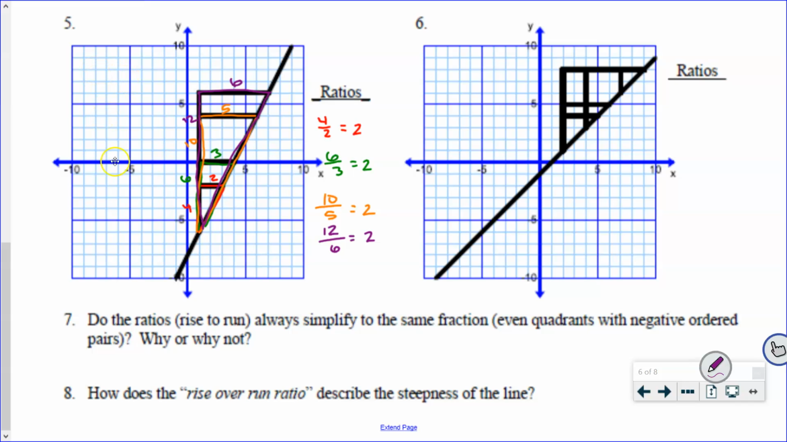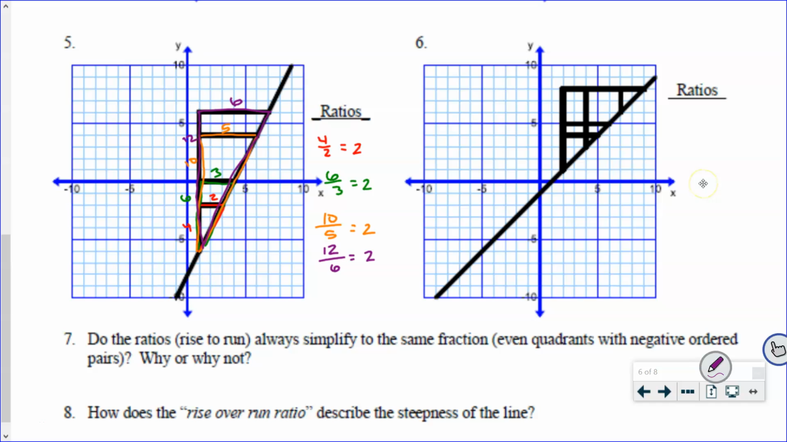Number 5. I have a rise of 4 and a run of 2 for my smallest triangle that I did in red. So a rise over run of 4 over 2. 4 divided by 2 simplifies to 2. And we can see the same thing for each of these triangles, color coding the triangle to match the ratio. And they all simplified to 2.